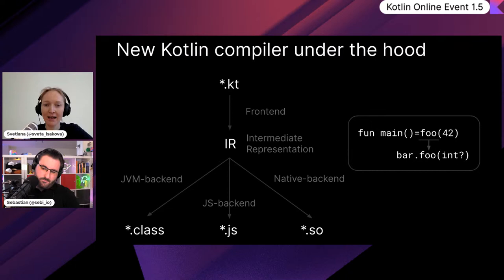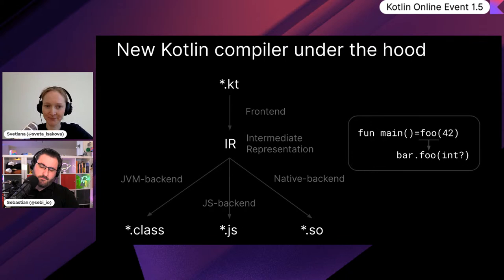Then this information in IR is used by backends for generating executables for different target platforms. Actually, this scheme is a little bit simplified because, for instance, intermediate representation is also transformed by the shared code between backends, but for simplicity, it is enough to think of it this way.